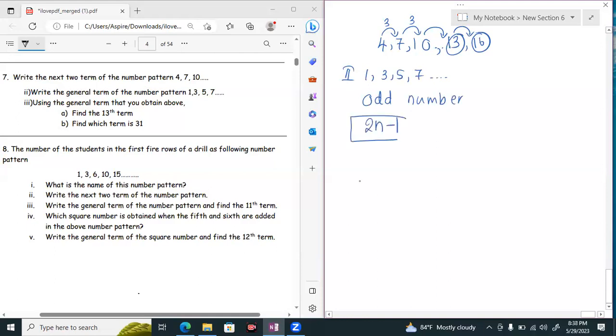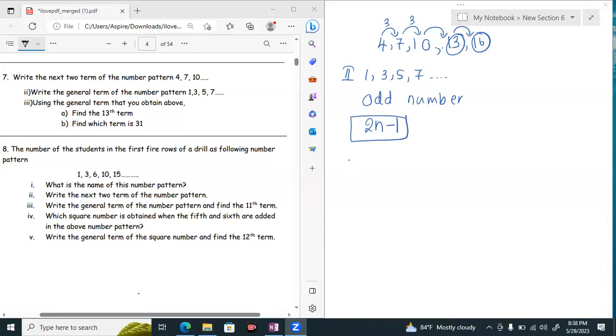Dilon, yes, teacher. Shahida, it should be 2n minus 1. Dilon, you had sent 2n, right? Yes, teacher. Was it wrong? Yes, teacher. Okay.